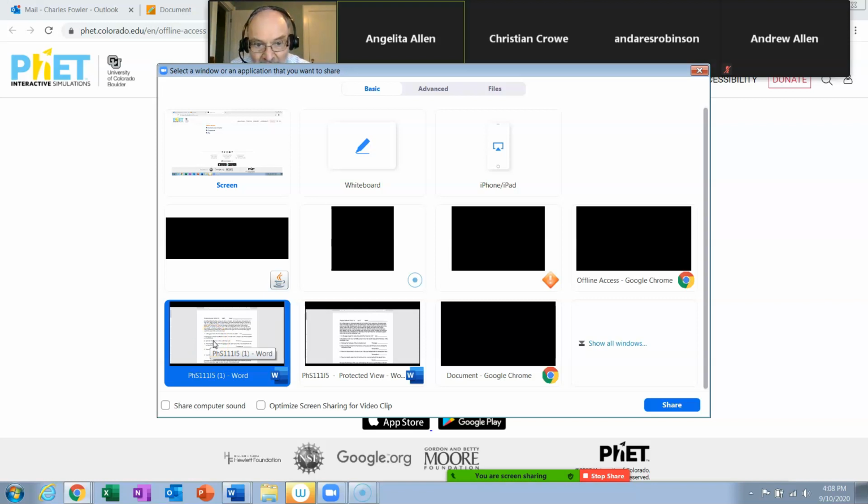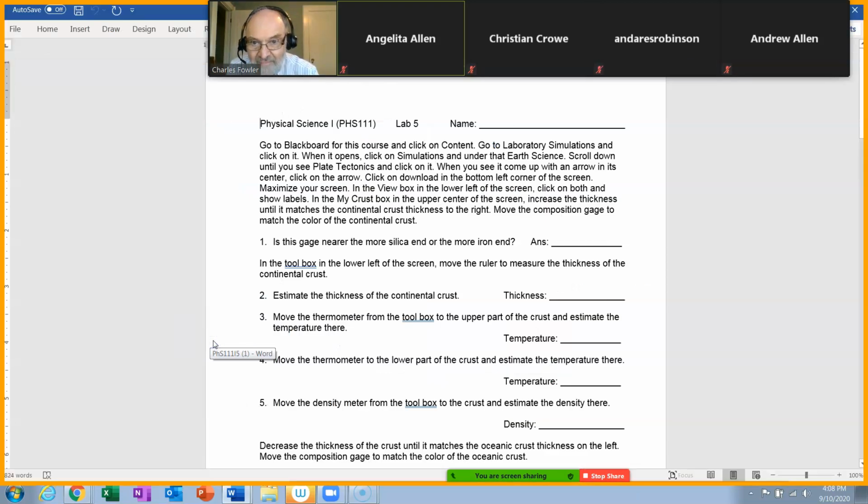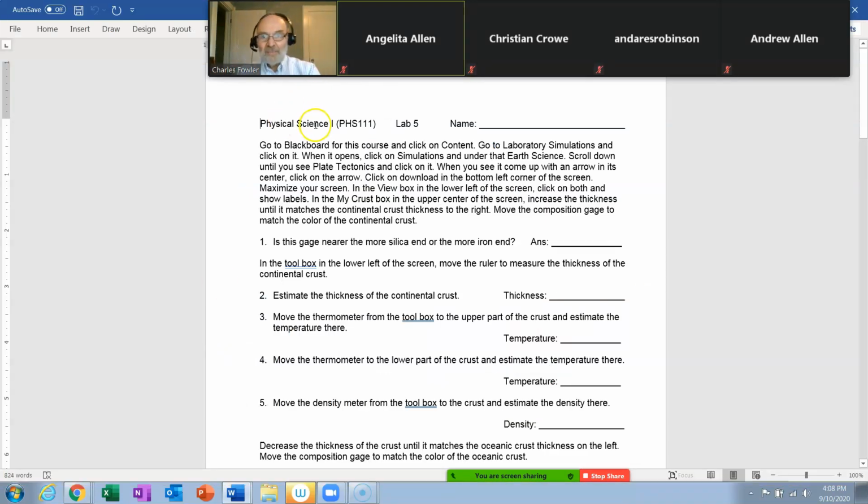I don't see where my other one was, but hopefully we can find it. Okay. It says go to Blackboard for this course. I need to probably change this for week 4. And click on content, blah, blah, blah. Go to laboratory simulation. So I've got to change a little bit of this. I'd forgotten this. But anyway, that's where I pulled up the laboratory simulations, click on it. When it opens, click on simulations. So I'll show you that.